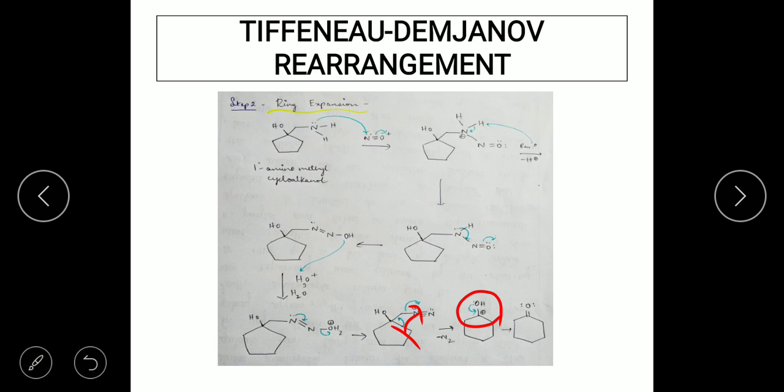So now this hydroxyl, you are going to rearrange it to form the ketone group. So this is how you are going to get the cyclohexanone group. That is nothing but, from 1-aminomethyl cycloalkanol, you are going to get the cyclohexanone group. That is, from a 5-membered cyclic group, you are going to get a 6-membered cyclic group. So hence it is a homologous reaction.